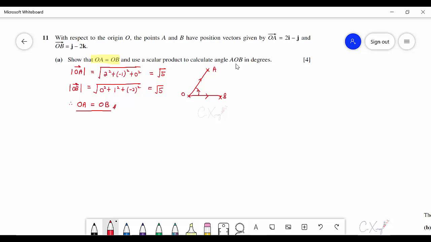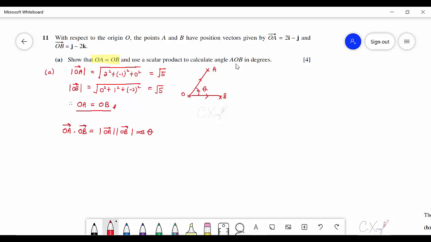When both vectors are going out from O, when you apply the scalar product, what you need to do is OA multiplied with OB, which equals the modulus of OA times the modulus of OB times cos theta. The theta here will be the angle AOB.